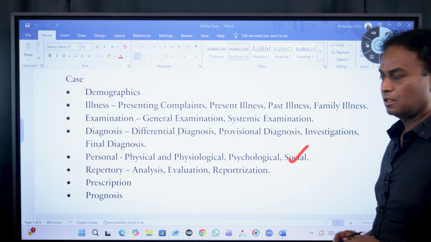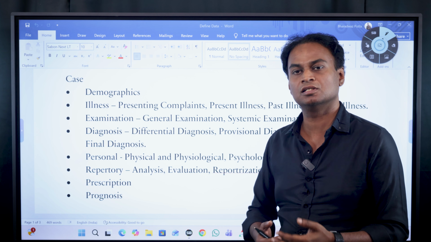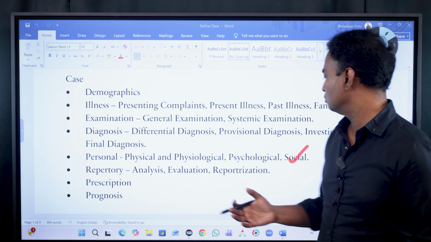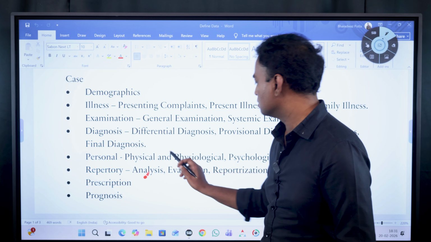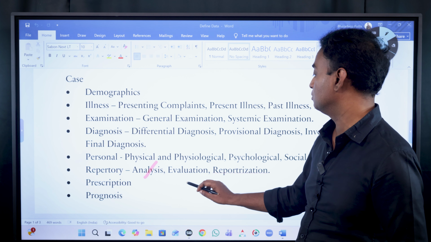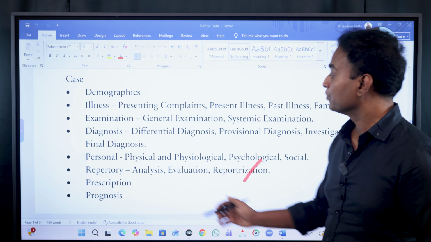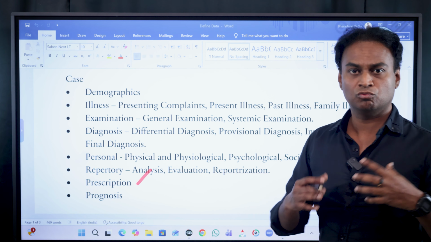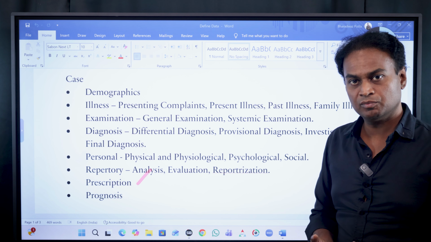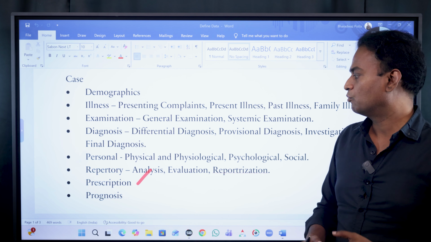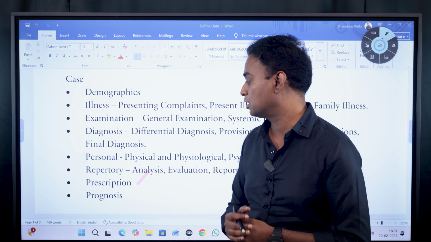And social data, right? How is his reproductive status, how is his social status, how is he interacting with the society, all those come under social status. Next is even repertory: analysis of the repertory, analysis of the symptoms, evaluation of the symptoms, repertorization, everything is data here. And finally prescription. So what is the medicine, what is the potency of the medicine, how to repeat the medicine, what is the dose, how many times to use per day, all this comes under prescription. Even that is considered as data.